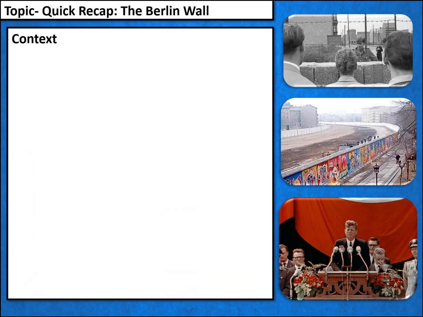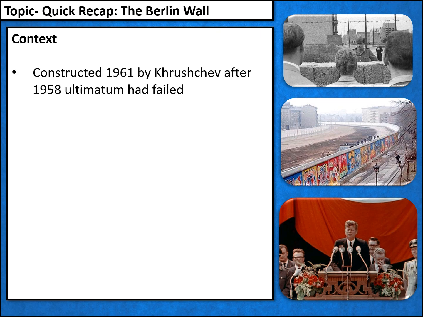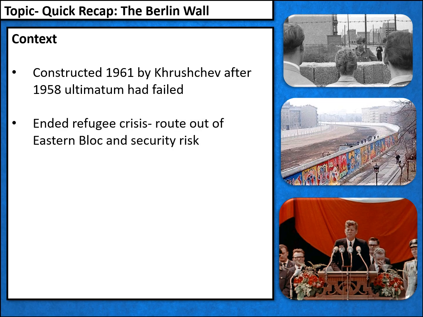So before we tackle our question, let's just revise the Berlin Wall and its place in the Cold War. It had been constructed in 1961 after a previous Soviet ultimatum to the Allies to leave Berlin had failed to shift them. What the Russians were doing was attempting to stop the flow of people out of communist East Germany and East Berlin, and also attempting to plug a gap in the Iron Curtain. They believed that the free movement into East Germany in the other direction also posed a security risk.